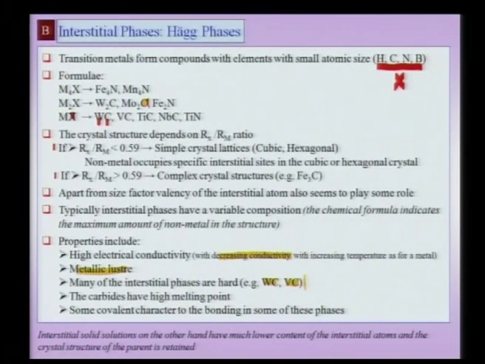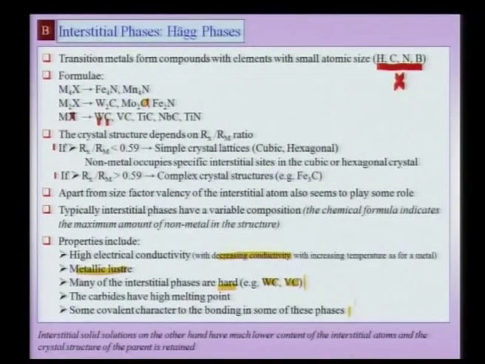These carbides have a very high melting point, which goes of course very well with the hardness we are talking about, and there is some covalent character to the bonding in some of these phases. So, even though we are talking about a metallic luster and electrical conductivity, which is characteristic of a metal, there could be in some cases a certain covalent character to the bonding, and this covalent character would influence many of the properties. So, let me summarize this slide of interstitial phases.